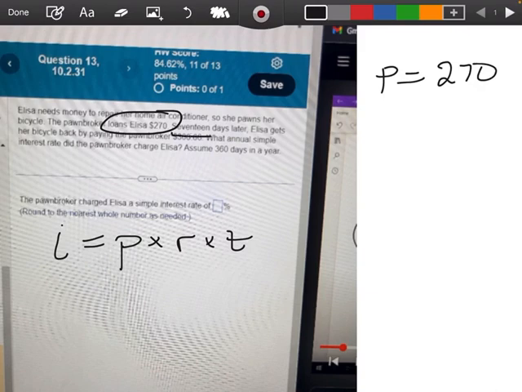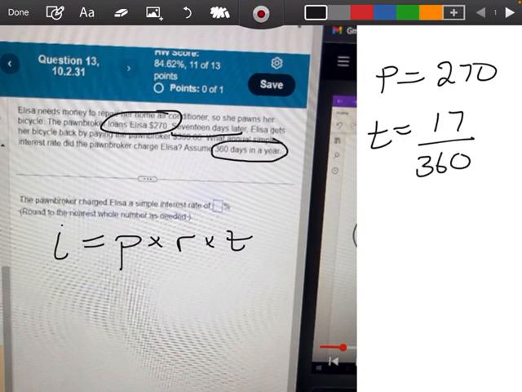Now look at my time. It says 17 days later. So y'all, since we're looking for the annual interest rate, it's going to be 17 out of 360 because they told us there's going to be 360 days in a year. Now we're looking for the rate, so we don't know what that is. The next thing we need to find is the interest.